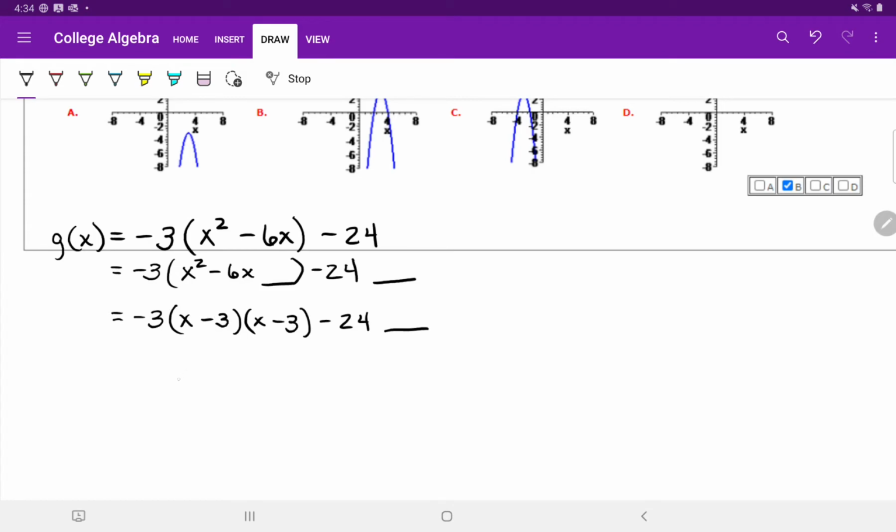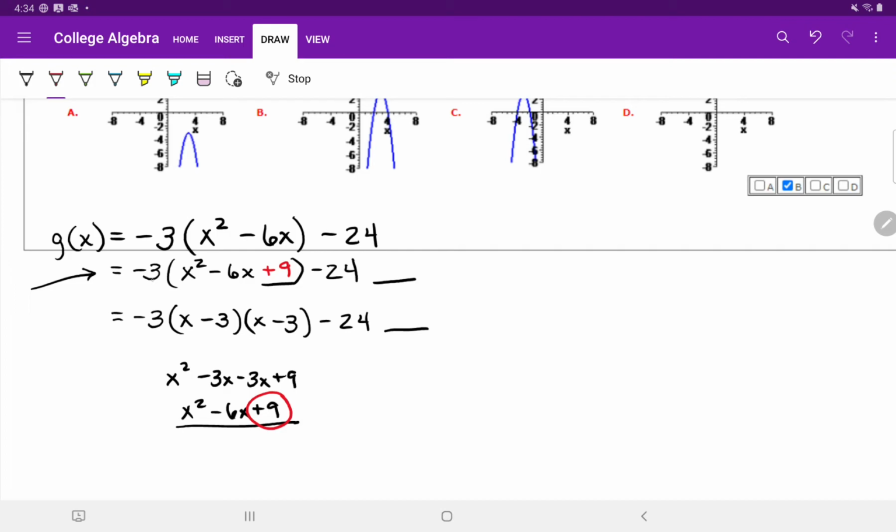So if we were to FOIL this back out, and this is just scratch work, we'd get x squared minus 3x minus 3x plus 9, which is x squared minus 6x plus 9. So comparing this to this step right here, the number we need to fill into that blank, the number that we're adding into our equation, is a +9. That comes from right here.